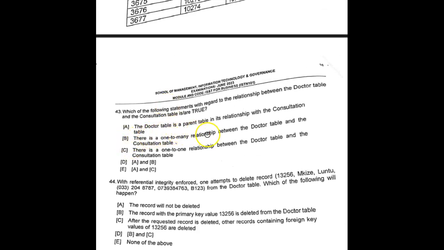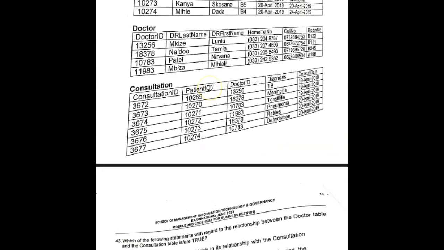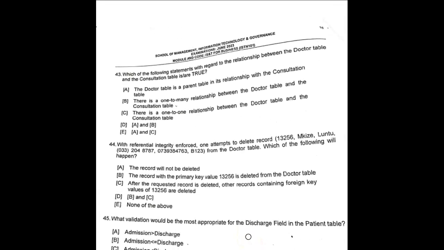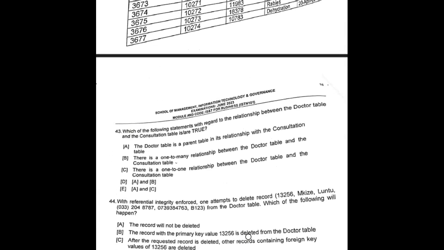B, there's a one-to-many relationship between doctor and consultation. So one doctor and many consultations. Yeah, if you look at any doctor's ID, you can have many, right? Well, you don't even have to look at it, right? It's logical. I mean, one doctor has many patients. That's logical, right? So the answer will be A and B, so the answer will be D.